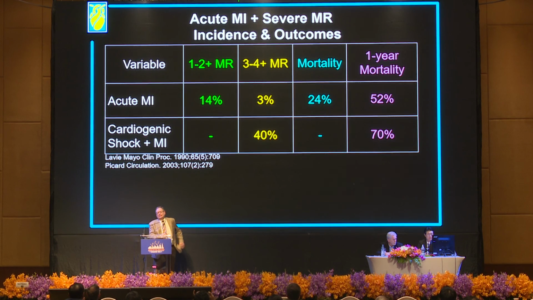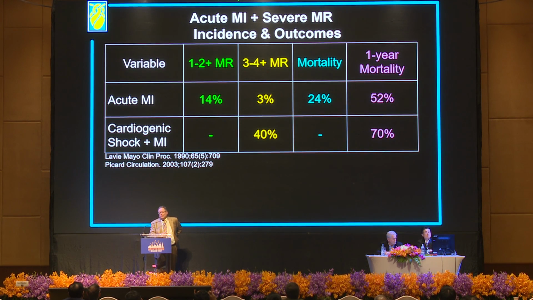So if we look at the incidence of acute AMI, and this dovetails with what Aubrey said, there's about 17% of patients who come with an MI that have mitral regurgitation. And moderate to severe is about 3% of those. The interesting thing is if you look at the mortality in that patient population, the peri-acute MI mortality, it's about a quarter, 24%. And the 1-year mortality is upwards of 50% in some studies. Now, if you come in with cardiogenic shock and acute MI, 40% of those patients will have moderate to severe or severe MR, and the 1-year mortality, as you all know, is about 70%.